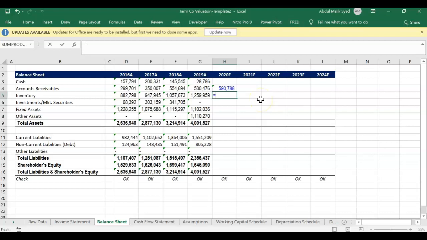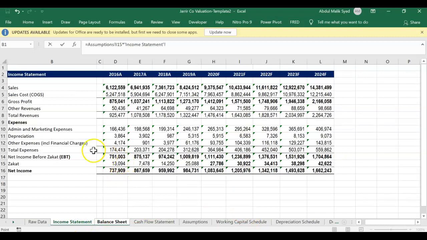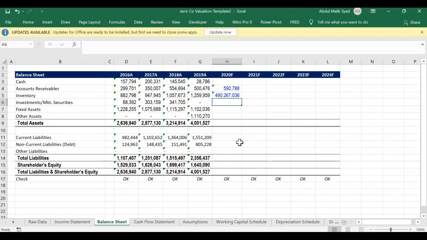Inventory is equal to the assumptions, inventory days. Okay, inventory days times, we are going to take cost of sales or COGS, so times COGS, you find it in the income statement, that is 2020. Okay, enter. Oh, I think something wrong. Yeah, we didn't divide by 365. Divide by 365. Okay. This we are assuming it as 0. Okay. Or you can, okay, keep it 0.